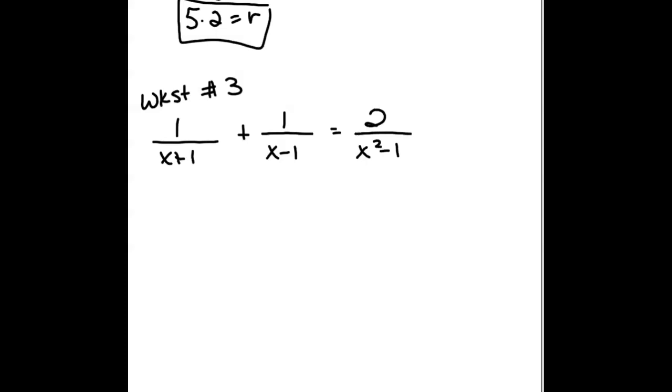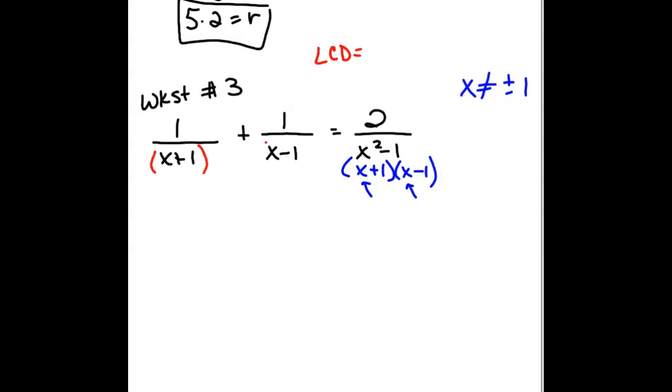All right, so in factored form, this becomes x plus 1, x minus 1. So our domain restrictions, we are saying that x cannot equal a negative 1 for here and a positive 1 there. Okay? Going through our process of multiplying by our LCD would need to have both an x plus 1 and an x minus 1.